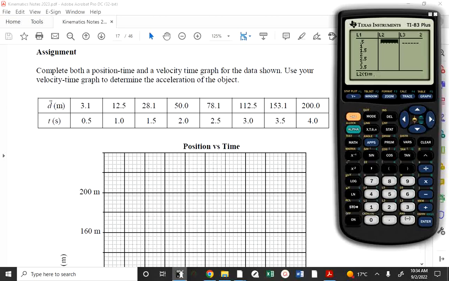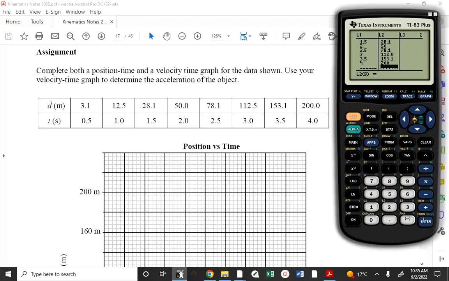My distances or positions: 3.1, 12.5, 28.1, 50, 78.1, 112.5, 153.1, and 200.